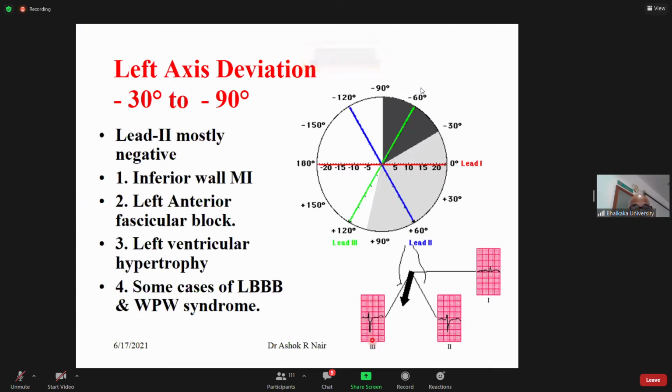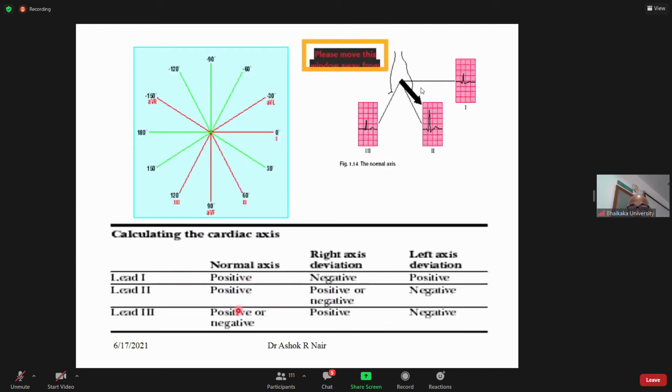In this previous slide, lead 2 is positive, lead 3 is positive or negative. In left axis deviation, if lead 2 is negative, lead 1 is positive and lead 3 is negative. Lead 1 is positive, lead 3 is negative, they are leaving each other.